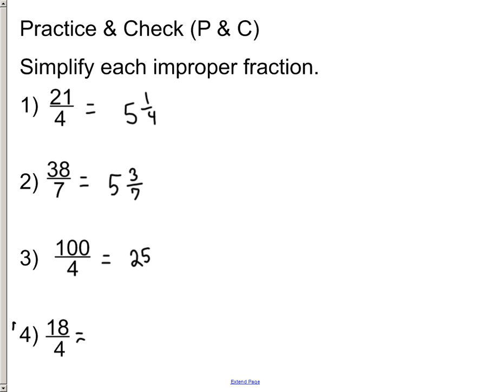And then this one is a little bit special. 4 goes into 18 4 times, and we've got 2 left over, and we keep the same denominator. However, it says simplify. If there's a fraction that we can simplify or put into lowest terms, we need to do that. So our final answer is 4 1/2.